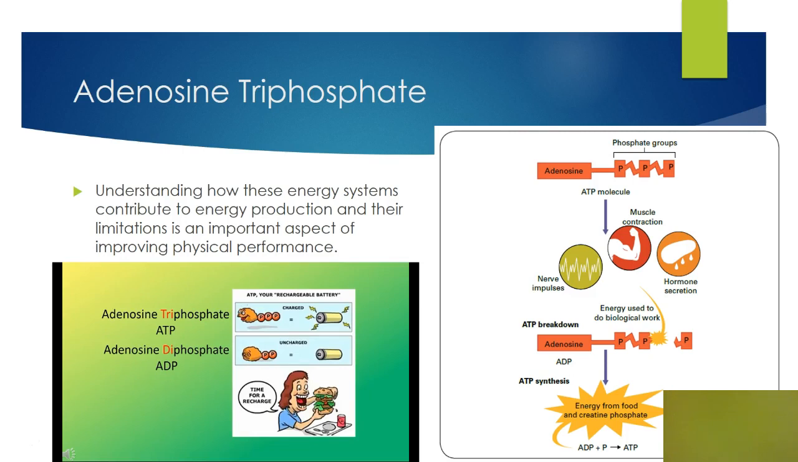In order for the cell to create more energy, the ATP must be recycled. You can think of ATP like a rechargeable battery. ATP is like a full battery with lots of energy available, while ADP is similar to a dead battery needing to be recharged. But how do we do this?